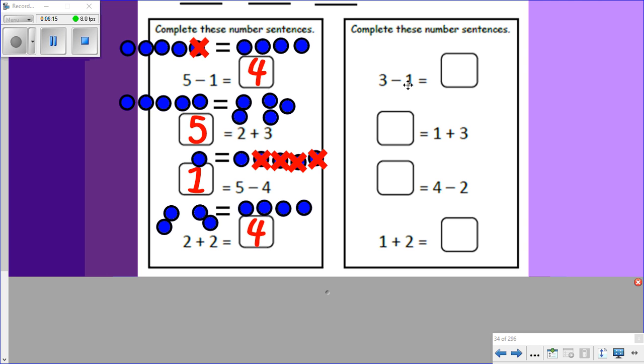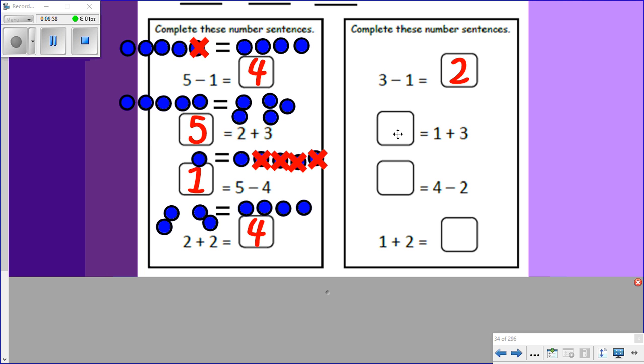3 minus 1 equals, so minus means things are disappearing, getting crossed out, going away. Put up 3 fingers, minus 1, that means put 1 down. And how many do you still have sticking up? 2. Okay.